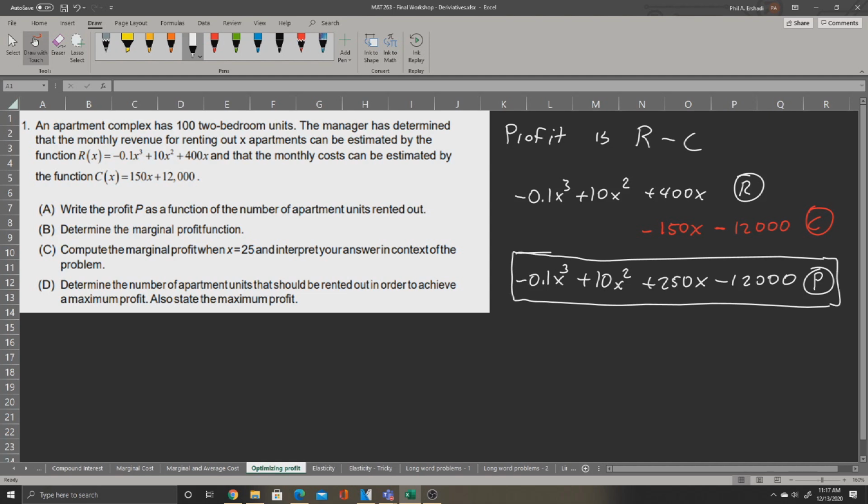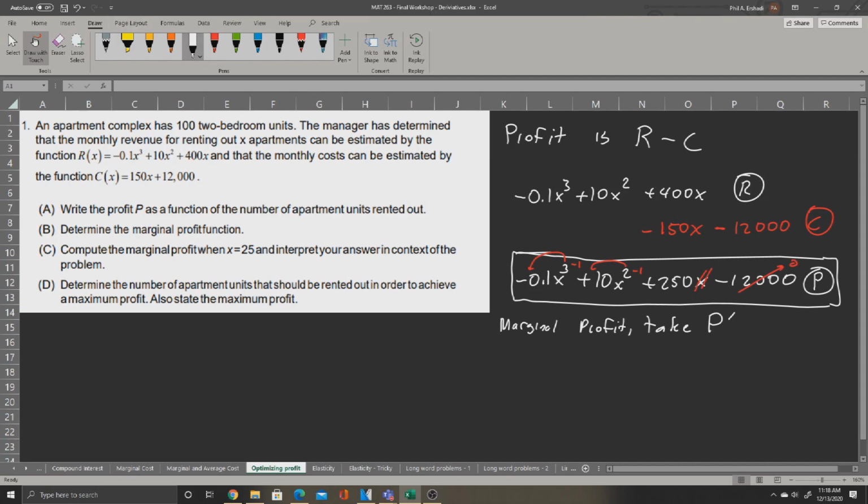Now, if they want marginal profit, we just take the derivative. So let's go through the derivatives here. If we have a 3 here, it comes down, and the power goes down by 1. The 2 comes down, and the power goes down by 1. The x simply gets thrown away, and the derivative of 12,000, if there are no letters, just becomes 0.